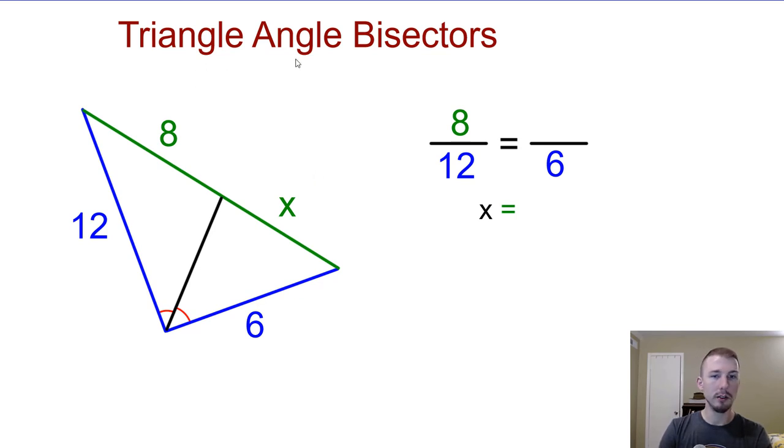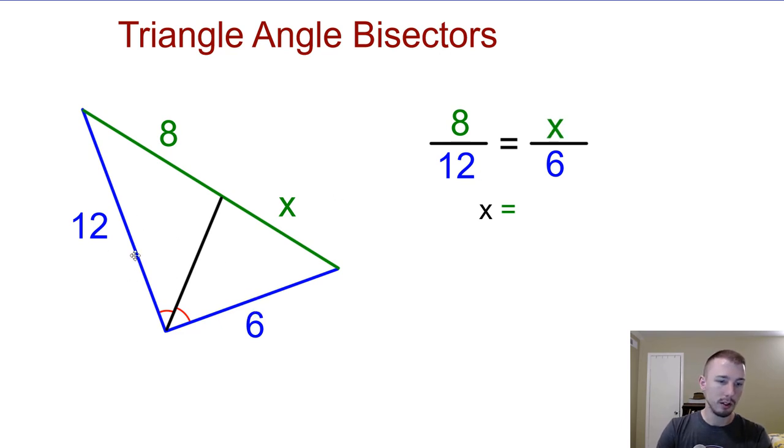All right, triangle angle bisector. If we have an angle bisector in a triangle, it cuts the opposite side in proportions of the other two sides. So the green side will be proportional to the blue sides. So 8 goes to x just as 12 goes to 6.